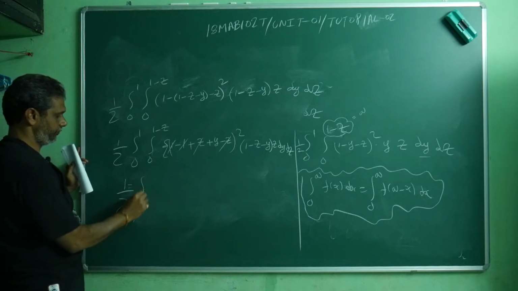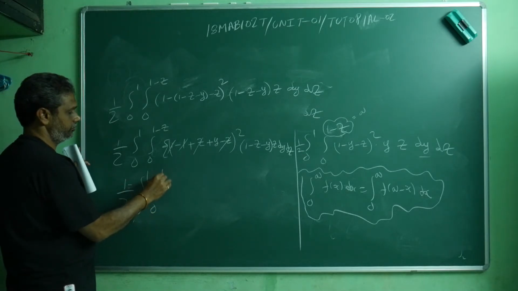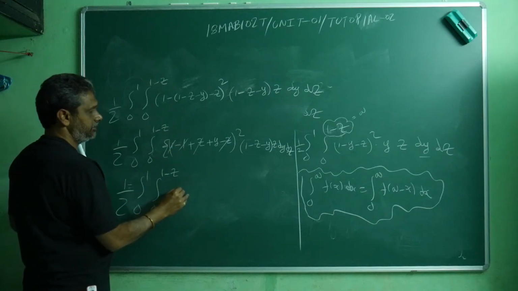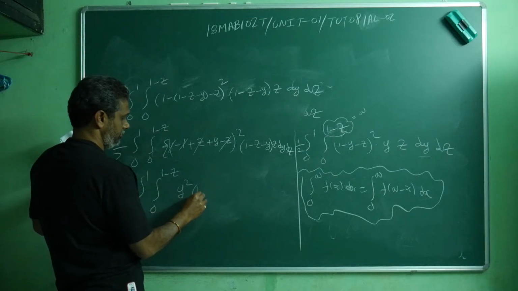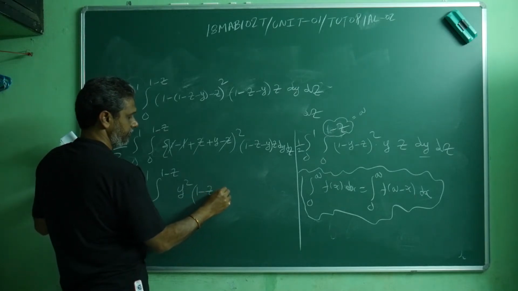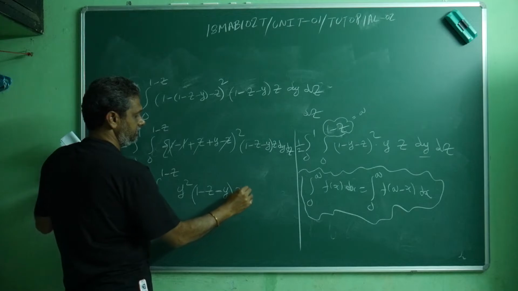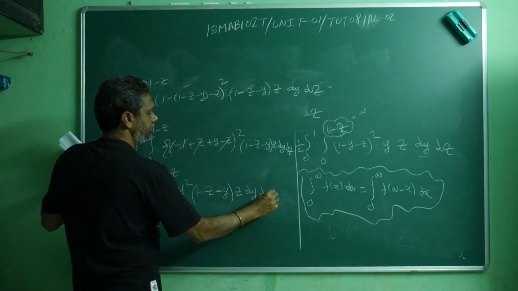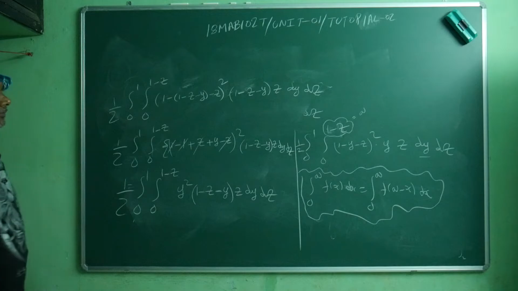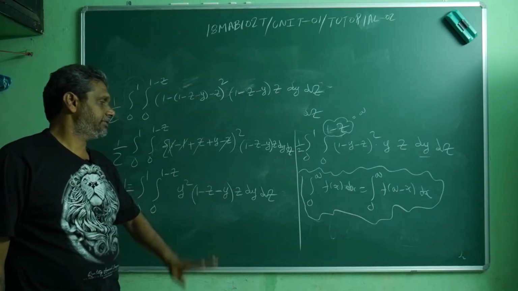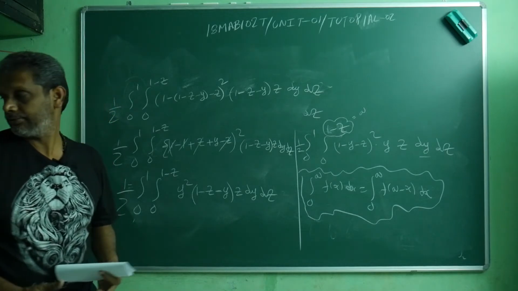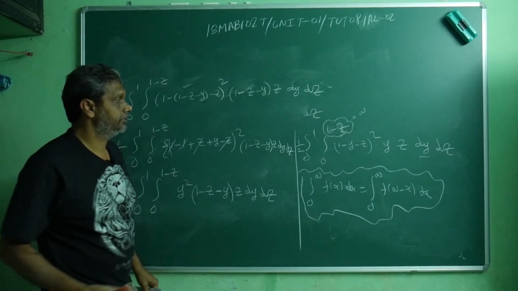So if I do 0 to 1, 0 to 1 minus z, so this is what, y square. Read out. This is 1 minus z minus y z dy dz. Any problem? This is the best way of attacking. Now what I will do, this 1 minus z into y square, this minus y cube, z you can keep as it is. Don't worry, you will get. Okay or not? So shall I rub off here?